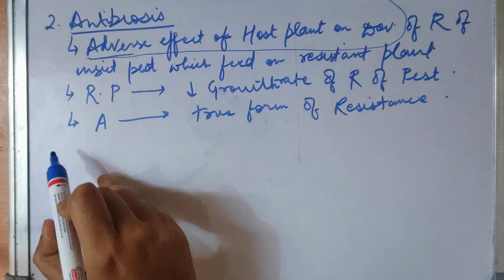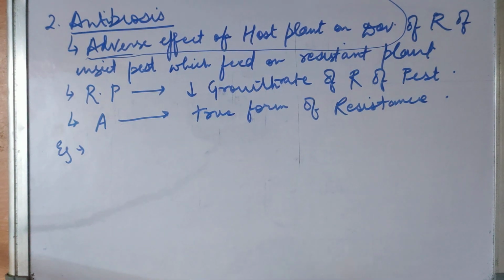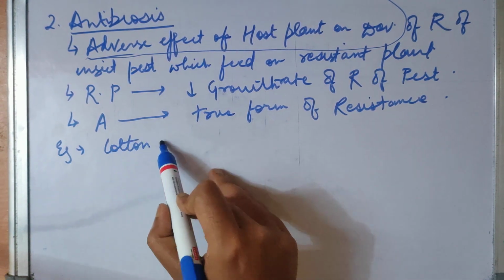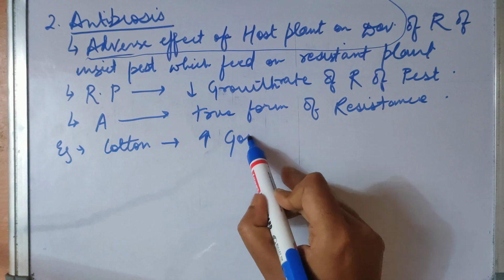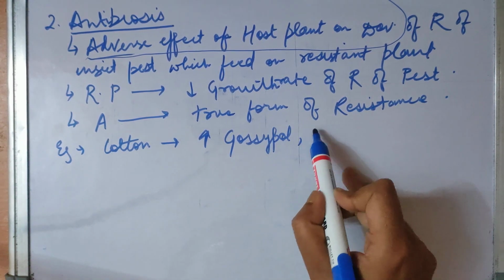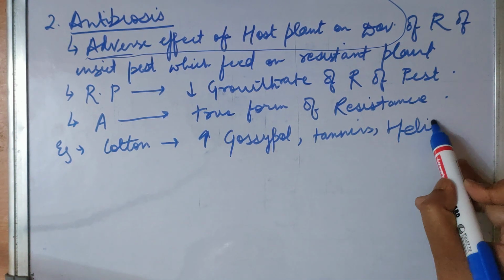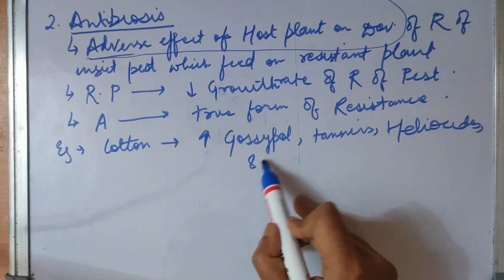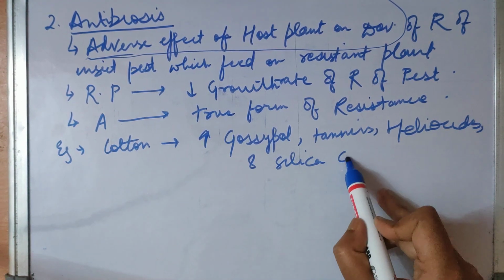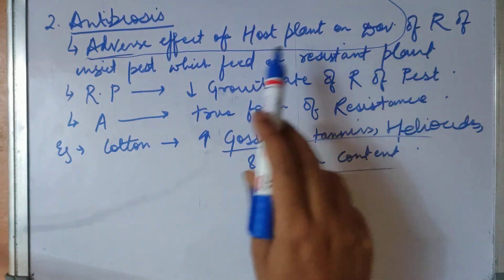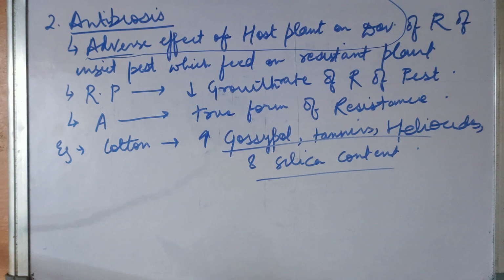True form of resistance. For example, in cotton, antibiosis is related with high level of gossypol, high level of tannins, heliosides and silica content. The high level of these materials helps the plant to resist the insect pest and retard its reproduction or growth rate. So this was all about the antibiosis.